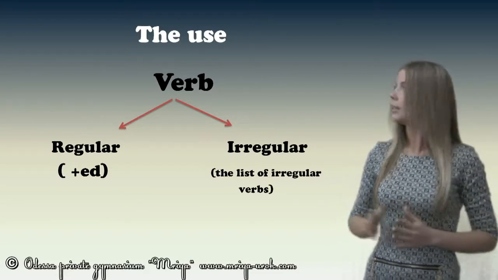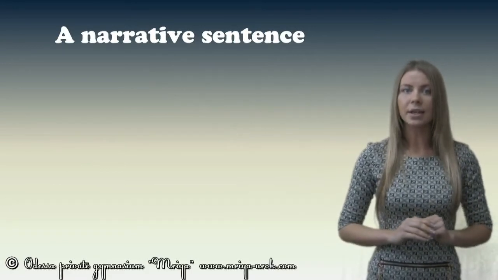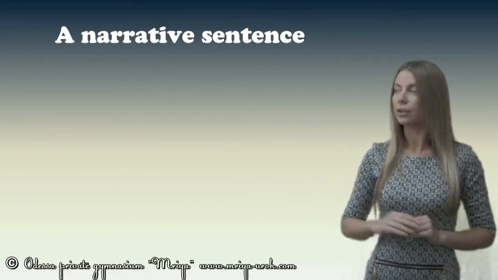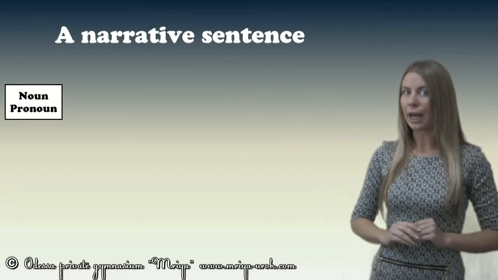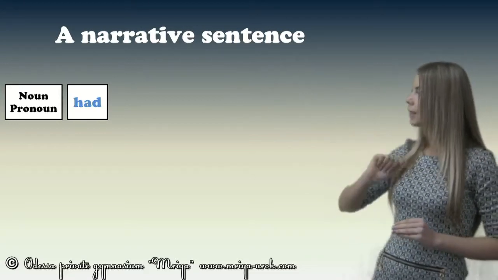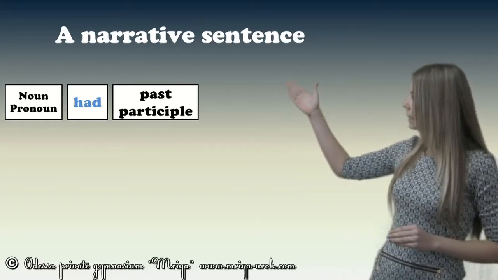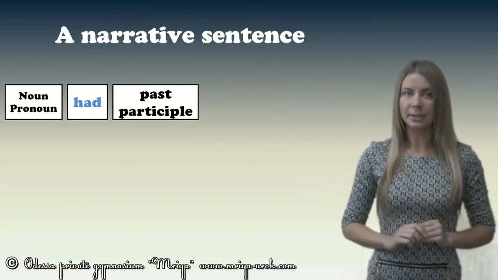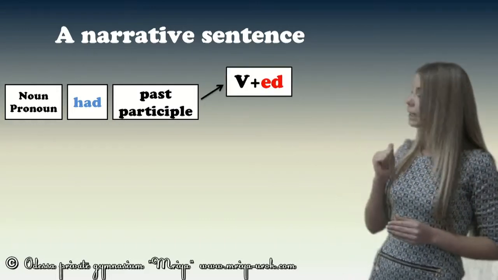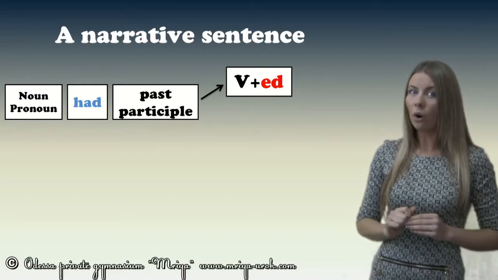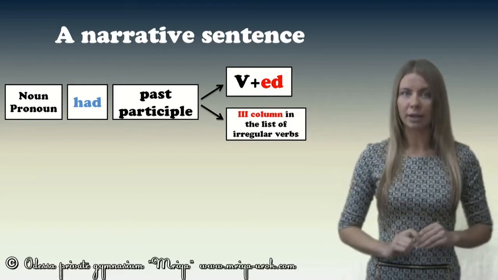So, how do we make a narrative sentence? In order to make a narrative sentence, on the first position you have to put your noun or pronoun. On the second position you have to put had. And on the last position you have to put past participle. Past participle, this is your main verb with ed ending if it is a regular one, or the third column of irregular verbs if it is an irregular verb.